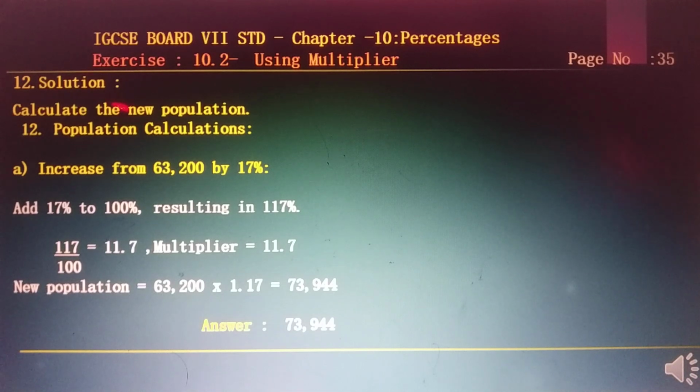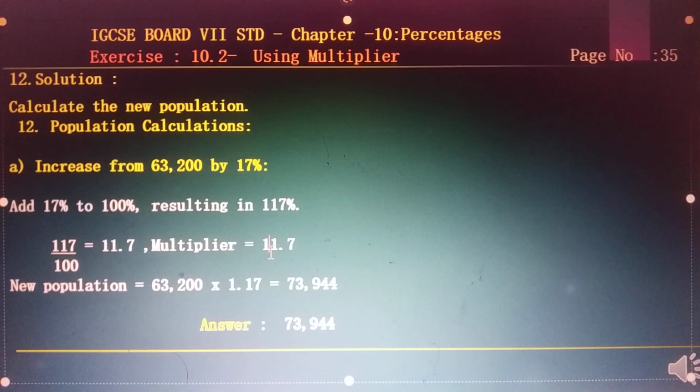The solution of this problem: calculate the new population. Population increases from 63,200 by 17%. Increase means 17% is added to 100. Finally we are getting 117%. For 117%, the multiplier is 1.17. The 1.17 multiplier multiplied with 63,200, we are getting the final result 73,944.